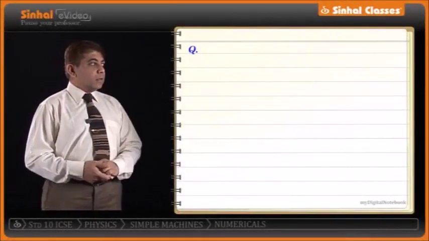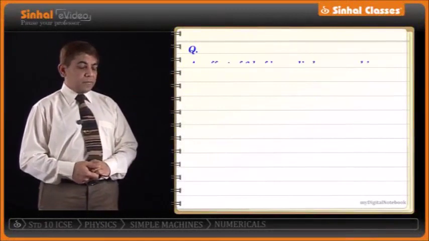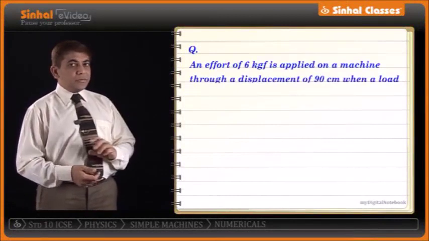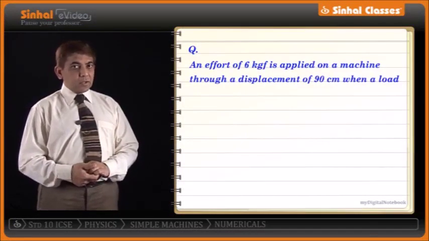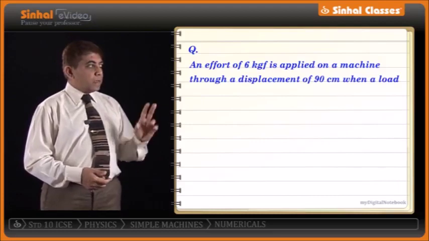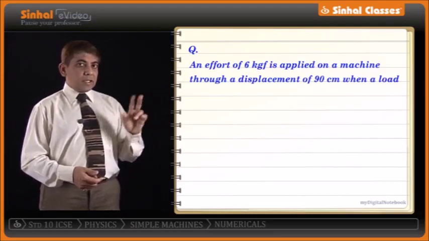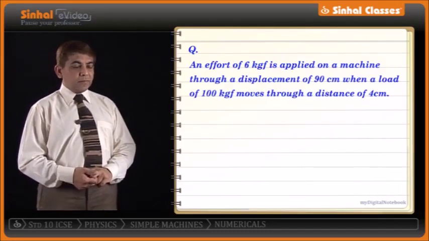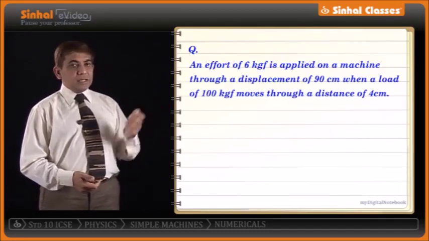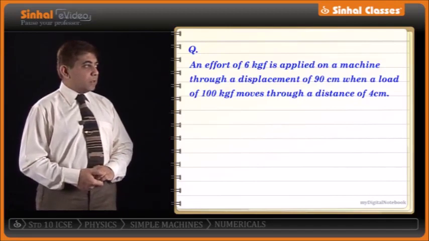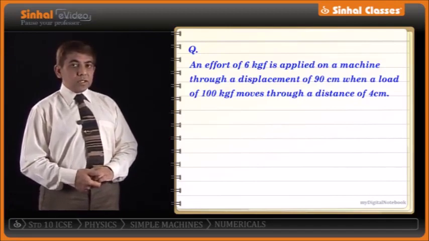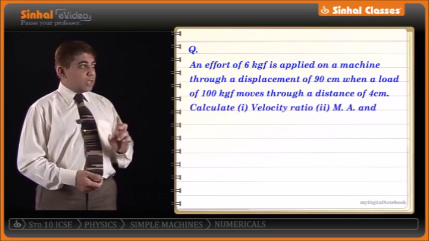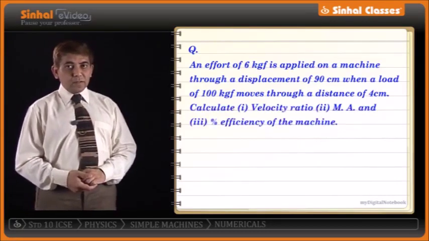The next one, an effort of 6 kgf is applied on the machine through a displacement of 90 centimeter, when the load of 100 kgf moves through a distance of 4 centimeter. So we are seeing that the load is being lifted through a distance of 4 centimeter. You're asked to calculate the velocity ratio, the mechanical advantage, and the efficiency of the machine.